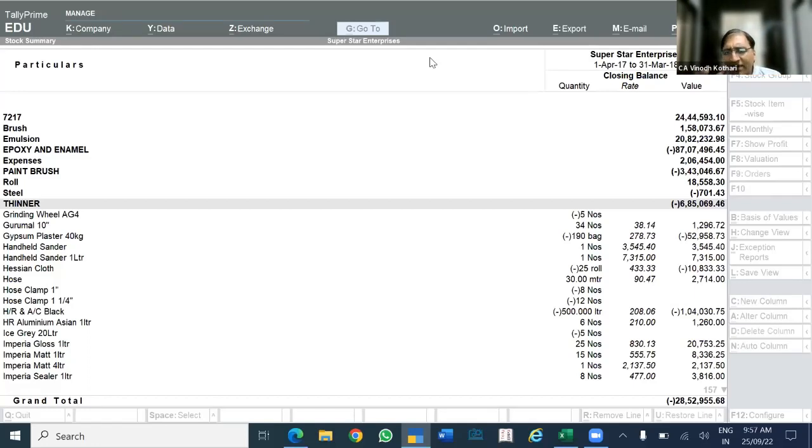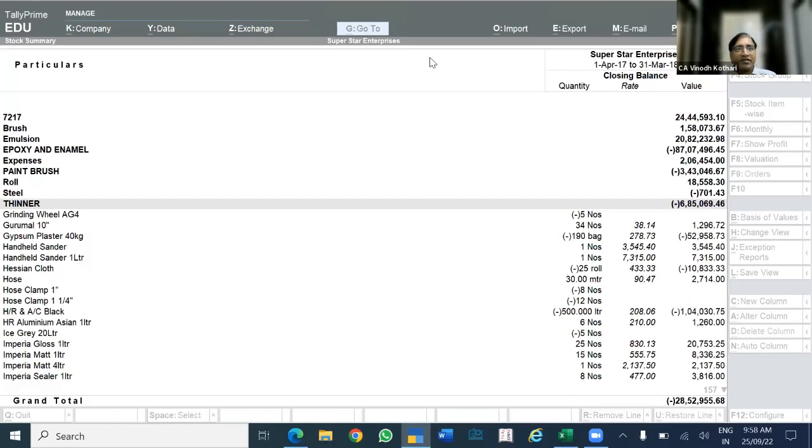So is any name given to this project? This printing and stationery project, any name is given? Yeah. Vidya Saadhan. Very good. So this is your company name.